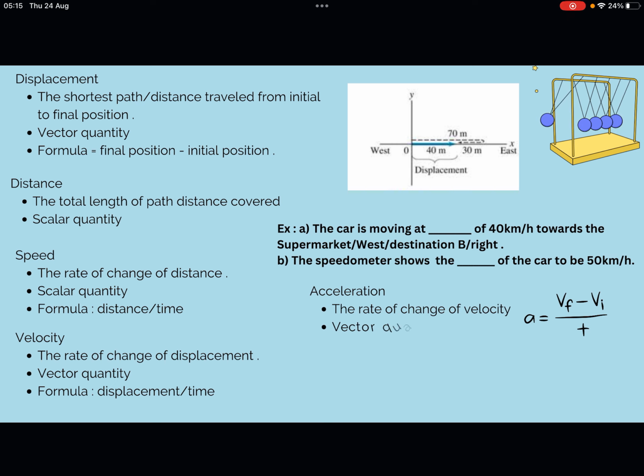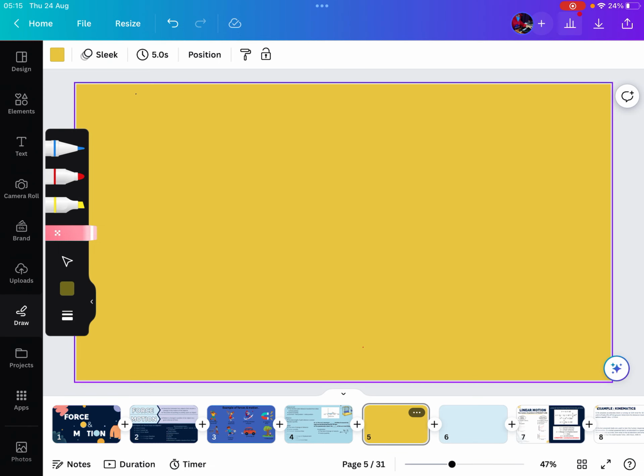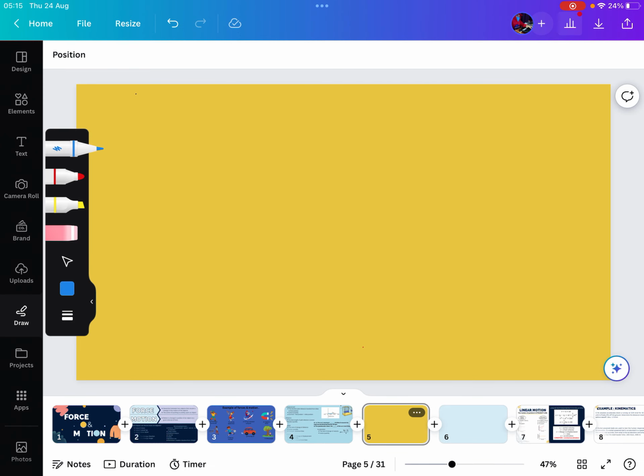So this is about displacement, distance, and speed. Okay, and also velocity, acceleration. I will not read this, but I will explain using my sketching. I will explain to you like this. Okay, so for example, what is displacement?